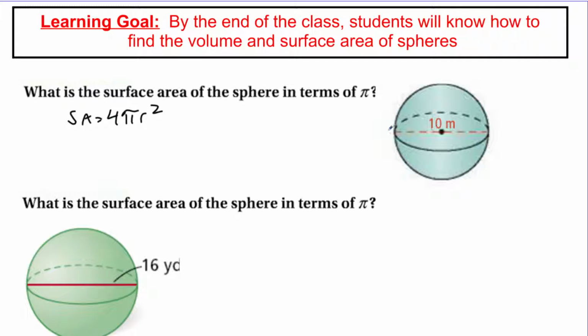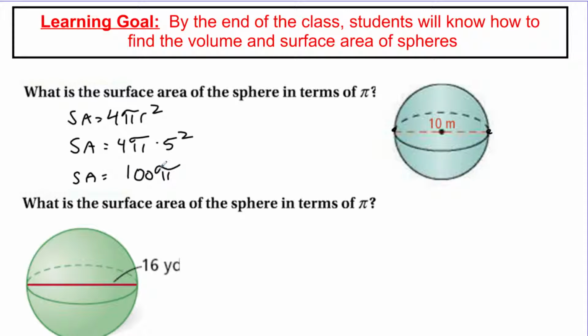Okay, and then I'm looking at this. This is a diameter, because again the dotted line goes from this edge of the sphere through the center to the other edge of the sphere. So I'm going to use a 5 as my radius, and we're going to say the surface area is 4 pi times 5 squared. Well, 5 squared is 25. I can multiply the 25 times the 4 and get 100. And again, we're going to leave the pi in our problem. We will not multiply by 3.14.